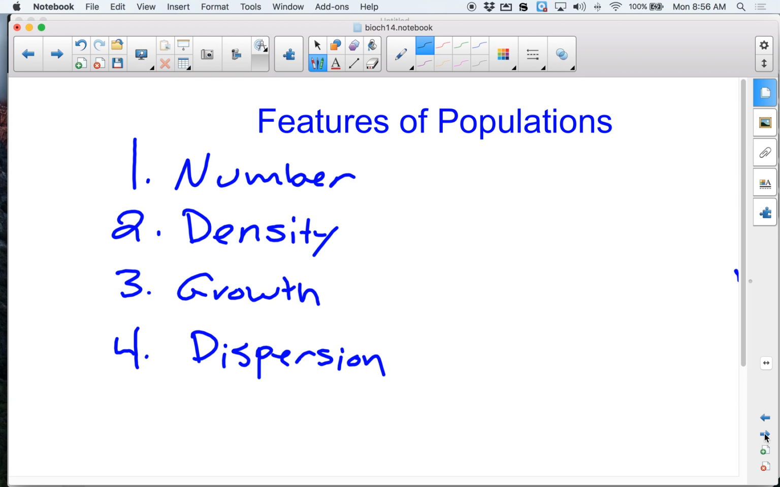Okay, now when we talk about populations, so the species that lives in a certain area, we can talk about certain features. So these four things are the main features that we look at when we look at the interactions of populations and how those populations survive. So first is number, and that's basically just the population size. How many pheasants are there in Traverse County? How many coyotes are there?